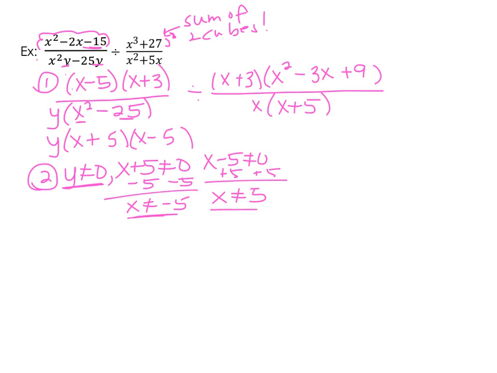In that second fraction, we have a plain x on the outside. That one can't equal 0. And then we have x plus 5, but we've already done that one, so we don't have to state the restriction again. All right, step 3, keep, switch, and flip.